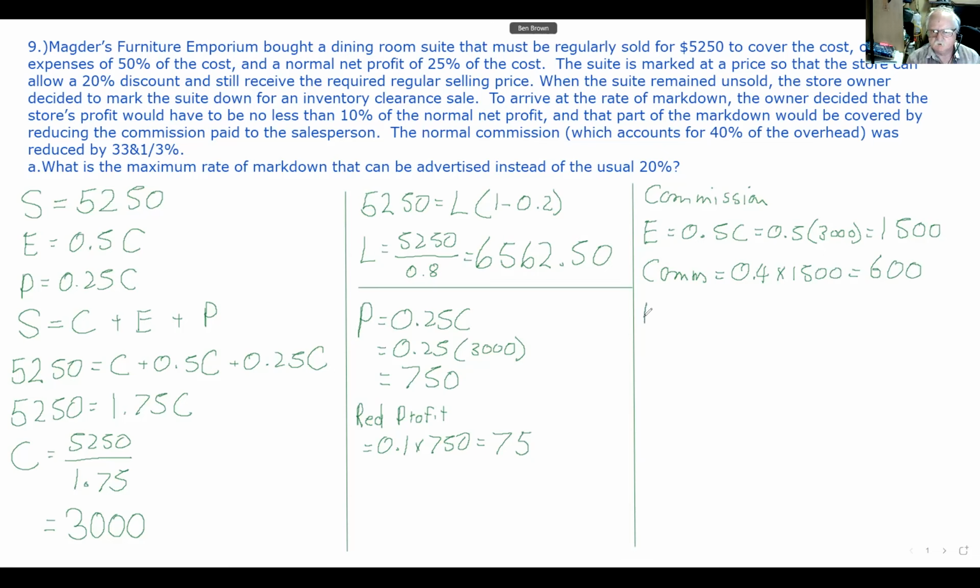So their normal commission would have been $600, but they're going to reduce it by 1/3. So reduced commission equals 600, and it's a reduction. So 1 minus 1/3. So they're going to get 2/3 of their commission. So 2 divided by 3 times 600. So their commission is going to be reduced to 400.